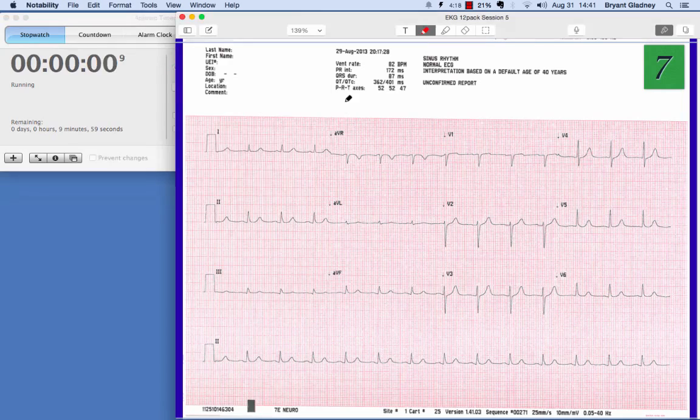All right, number 7, rate 82. P for every QRS, QRS for every P. Yet another nice regular rhythm with no dropped beats, no extra beats. The PRI is between 120 and 200. The QRS is less than 120. The QTC is less than 450. There's no bundle branch or axis things to worry about. Very easy. Number 7, very easy.